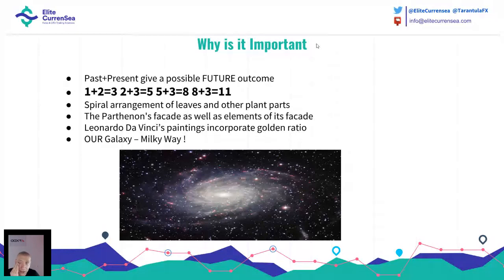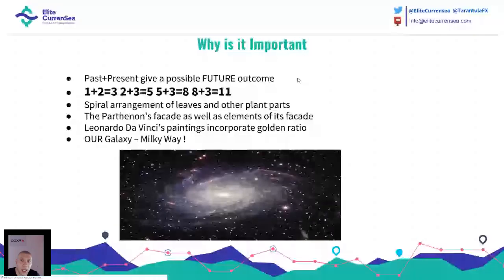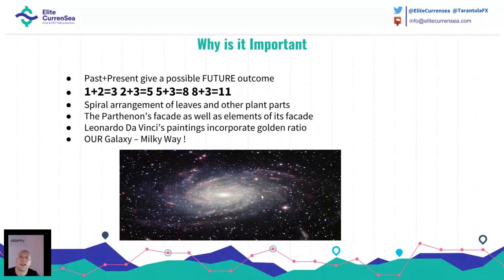Very important. Okay. The Parthenon facade, as well as elements of it, definitely included Fibonacci ratios and 61.8. Leonardo da Vinci's paintings also incorporate the golden ratio. And what is most important, our Milky Way galaxy, where our solar system is, is part of 61.8.